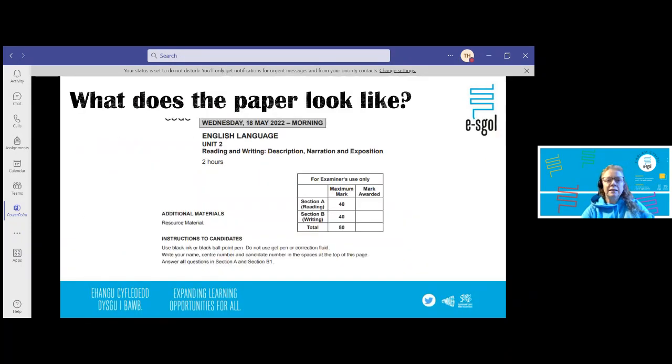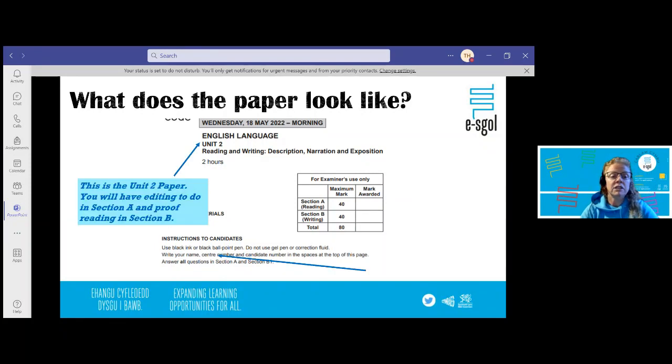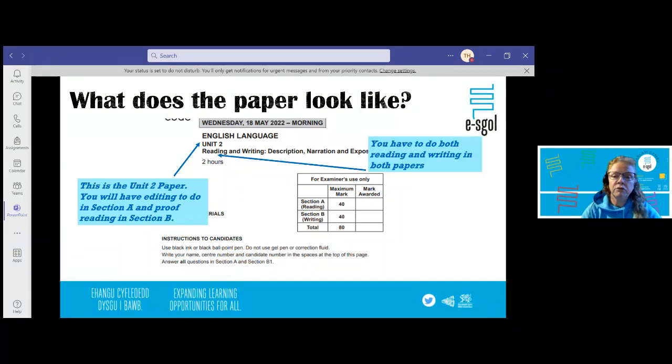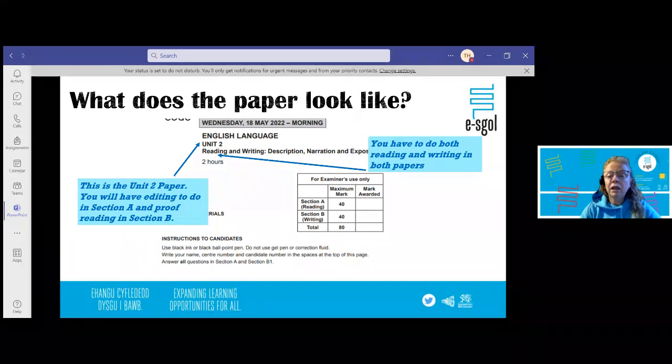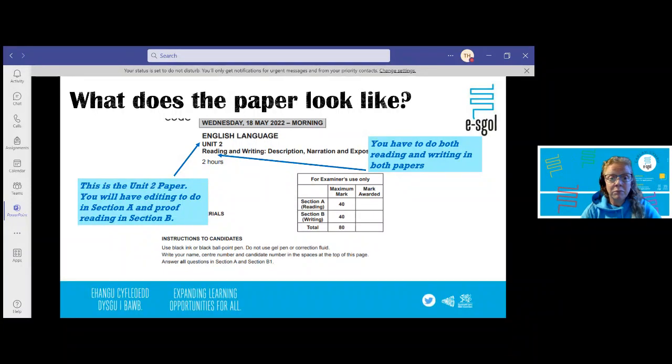I thought it'd be handy just to remind you what the paper looks like, and obviously it's a similar paper for Unit 2 and Unit 3. So we've got the English Language Unit 2, and the first thing you're going to have to check is that you've got the Unit 2 paper in front of you, the one where you've got the editing in section A and the proofreading in section B. You're going to have to do reading and writing in both papers, so section A is the reading and section B is the writing.